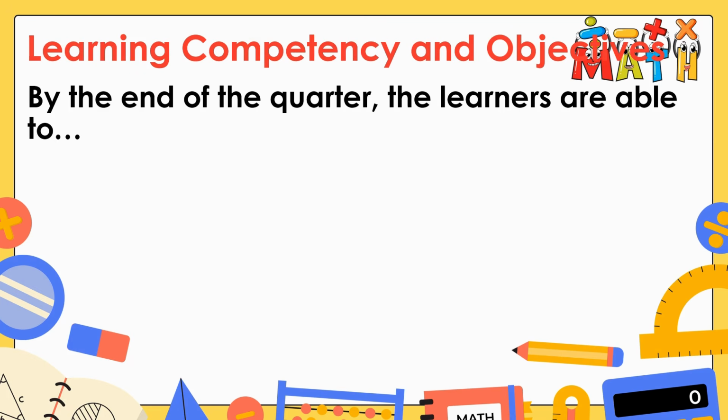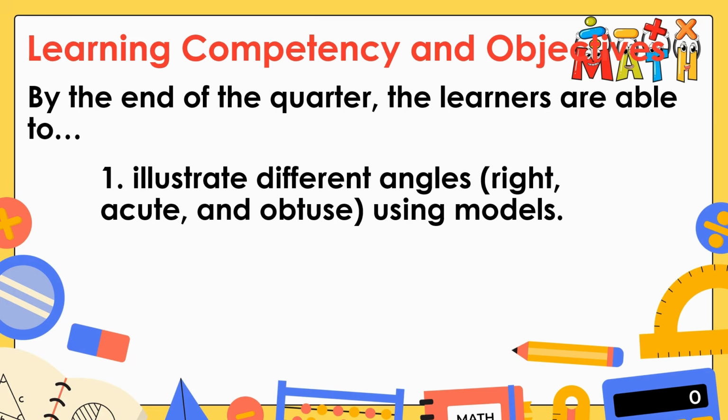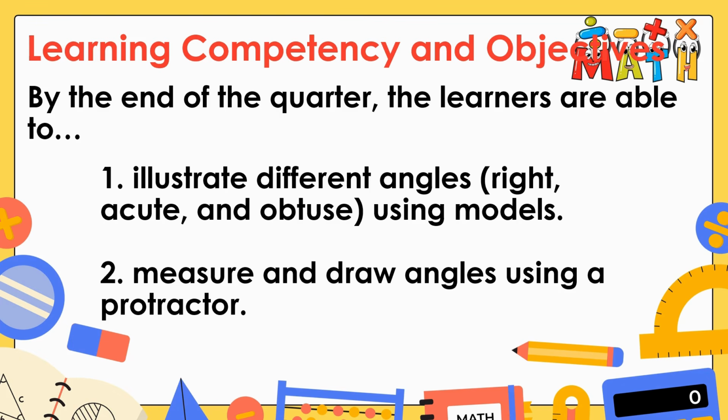Learning competency and objectives. By the end of the quarter, the learners are able to: first, illustrate different angles, right, acute, and obtuse using models. Second, measure and draw angles using a protractor.